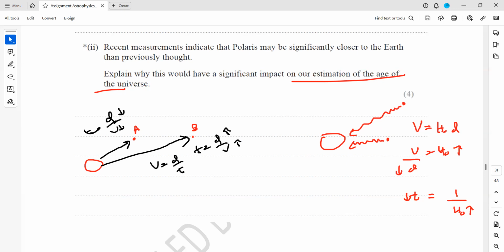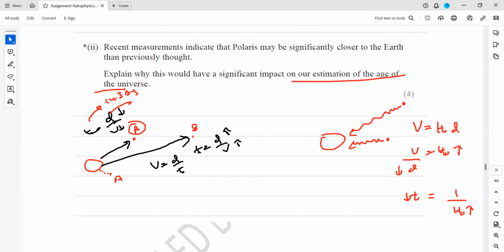So what they are saying is, if this object appears to be closer than what we thought, like we thought A was further when we did the calculation, but now the recent study shows that A is closer to us. As a result, what will happen? If the estimated age was 14.3 billion years, and A is closer, then it is not 14.3, it will be less than 14.3.